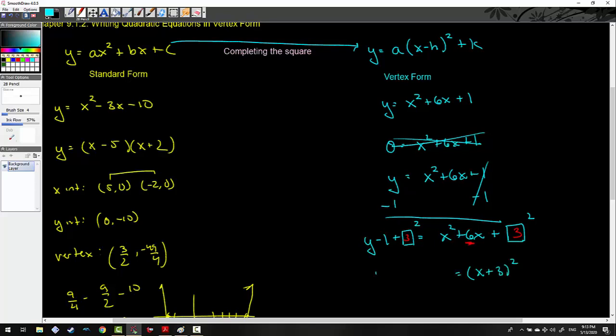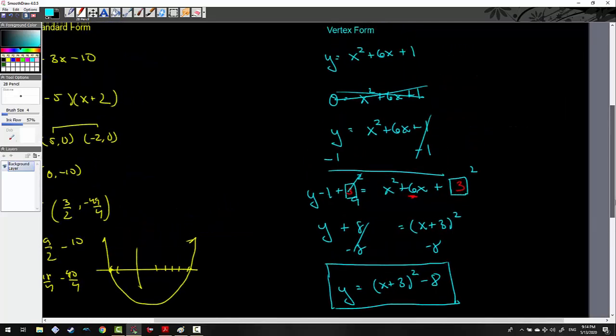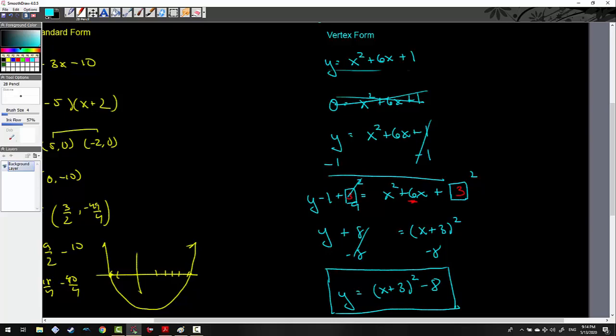And that's going to equal y. This is going to become a 9. Negative 1 plus 9 is positive 8. And then I'm going to get the y by itself, and I get y equals x plus 3 squared minus 8. And again, without knowing what all the pieces are, it's just a different form of the exact same parabola. So again, what did I do? I converted this parabola into this one. So it's important to note these are the same graph. They're just written differently. They're written in different forms.